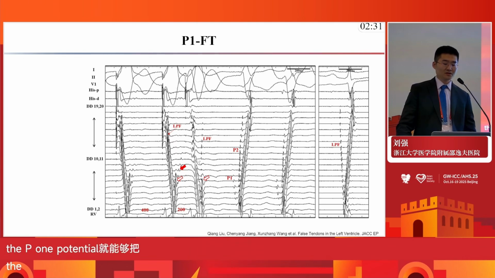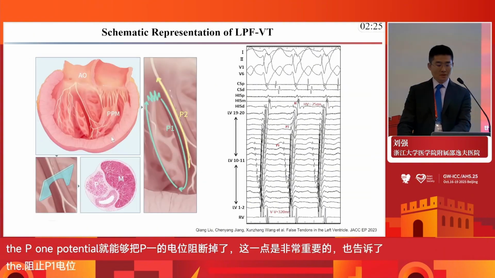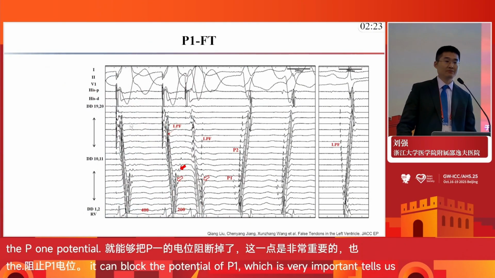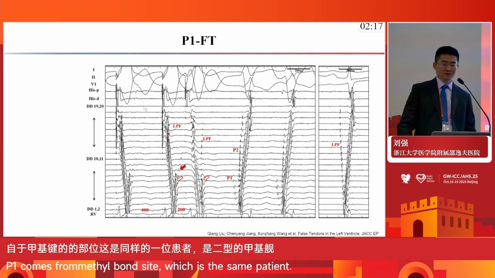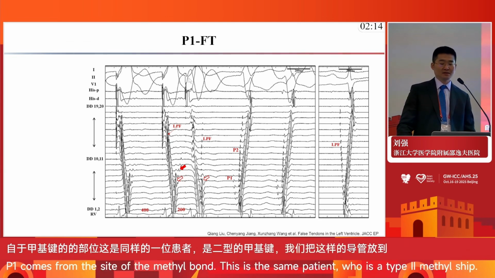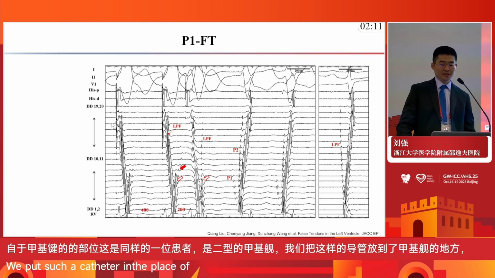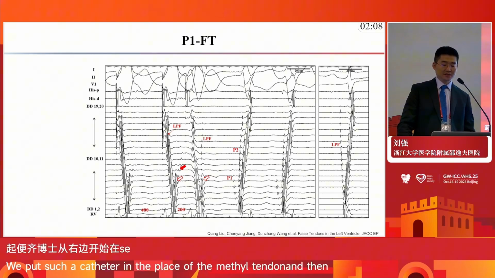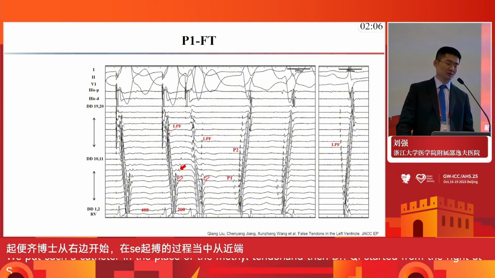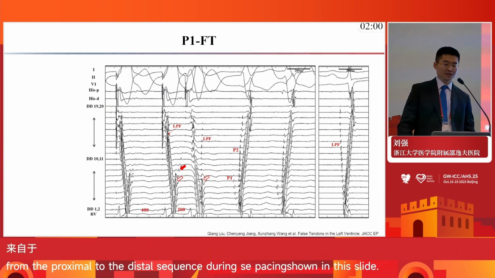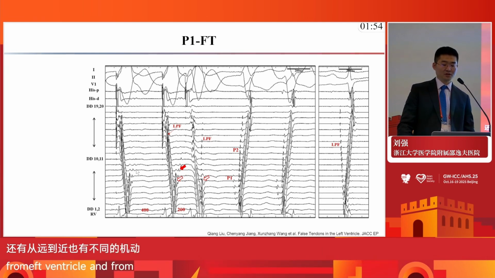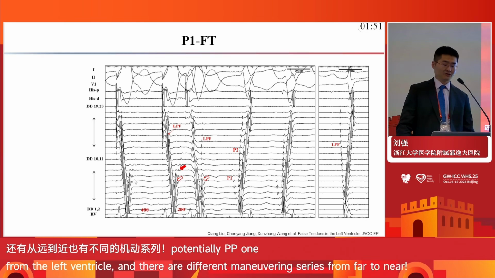This tracing is very important. It lets us know why the P1 comes from the false tendon. This is the same patient with the type 2 false tendon. We put the duodecapolar catheter under the false tendon, and S1 S2 pacing from the right side induced tachycardia. During S1 pacing, we can see the proximal to distal conduction sequence of the left ventricle activation, and from distal to proximal activation sequence, this is the papillary muscle potential. Following the papillary muscle potential is P1, which represents the false tendon conduction.